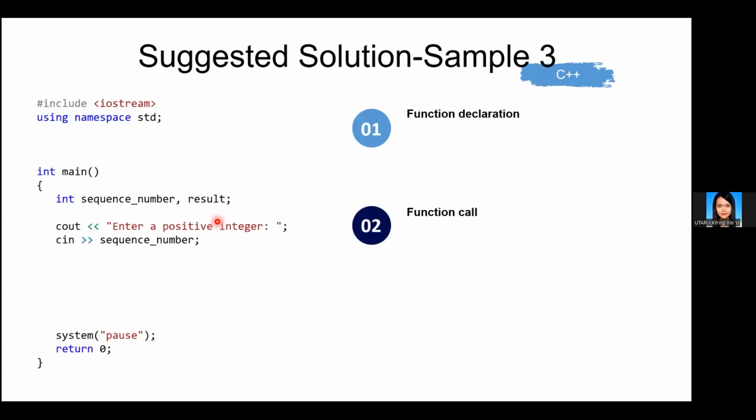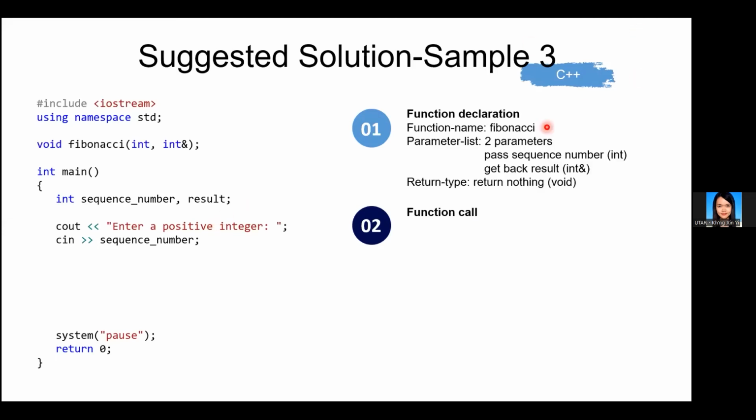Again, we discuss the first part, function declaration. What is the return type? Function name, parameter list. So for this case here, we know the function name should be Fibonacci, the name that I give to it. And then parameters, how many values am I going to pass to the function, and is there any value that I want to get back using the reference parameter? Yes, right. I want to pass down the sequence number keyed in by the user, and then I want to get back the result. So that's why you can see that in the parameter list here, there are going to be 2 parameters.